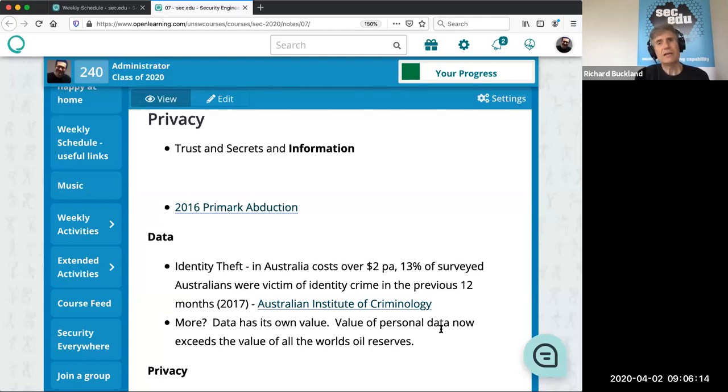It's so moving, I almost don't show up, but it has a happy ending. There's a link to it in the notes, the Primark abduction. I don't know how to pronounce the name of that department store in the UK. Primark. But in 2016, a woman was shopping there with her little daughter.